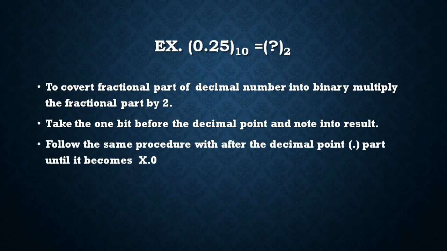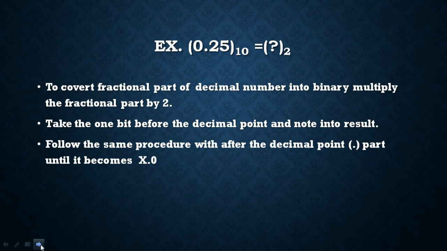So right now, to convert the fractional part of a decimal number into binary, we have to multiply that number by 2. As soon as we multiply, we get a result. From that result, take the 1 bit before the decimal point and note it in the result. We follow the same procedure with the part after the decimal point until it becomes x.0. The value of x for the binary number system is 0 or 1.